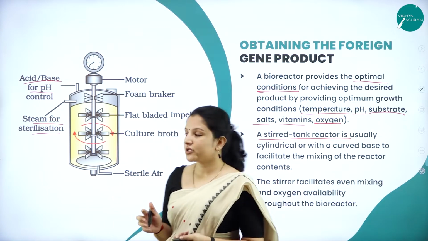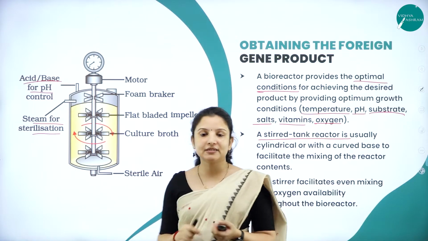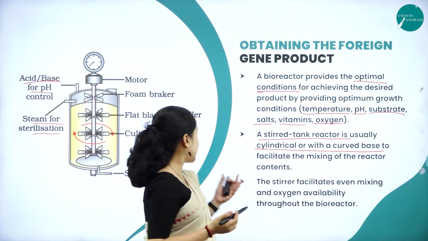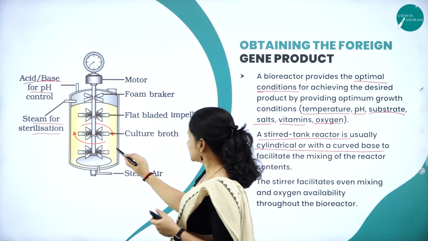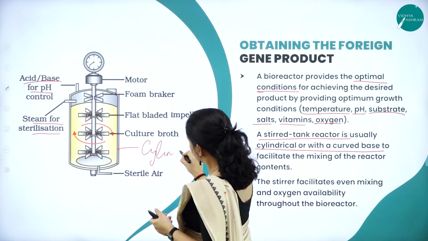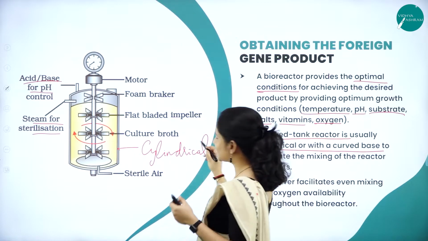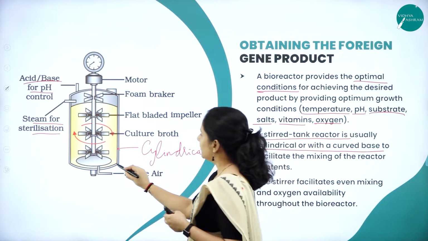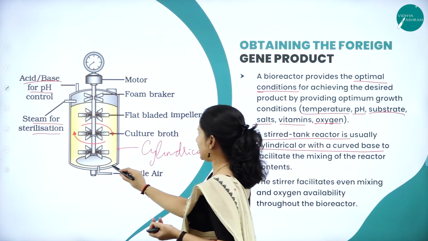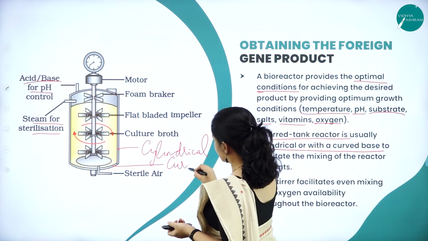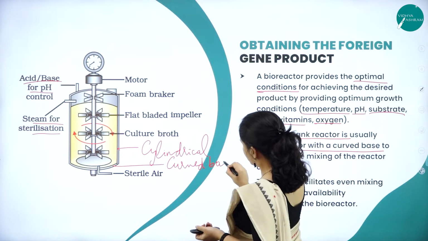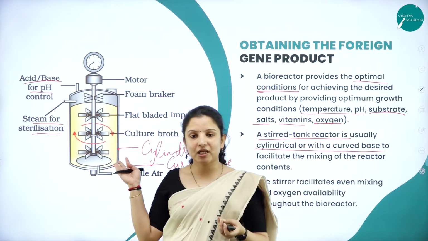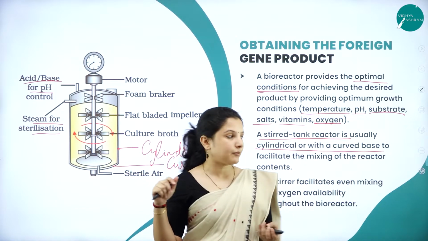The stirred tank bioreactor is usually cylindrical, as you can see here. It is cylindrical, or it might have a curved base, that is, the bottom might be curved. Cylindrical means it is pipe-like. You have seen pressure cookers, right? Just like that it will be. But a pressure cooker's base will usually be flat, but this will have a curved base. So it is cylindrical, having a curved base. And what is the capacity? It is about 100 to 1000 liters.